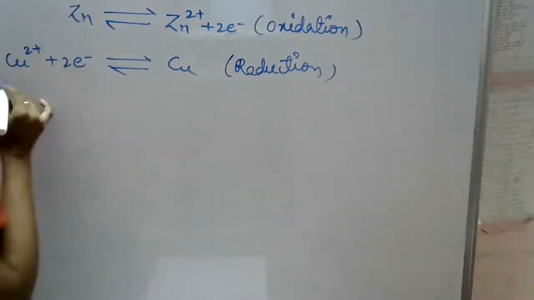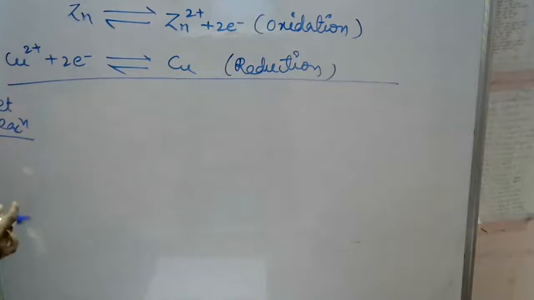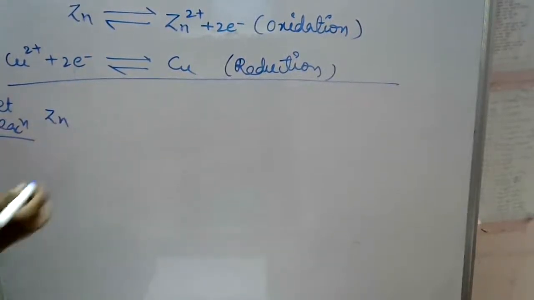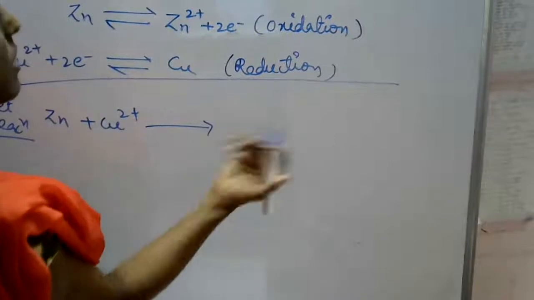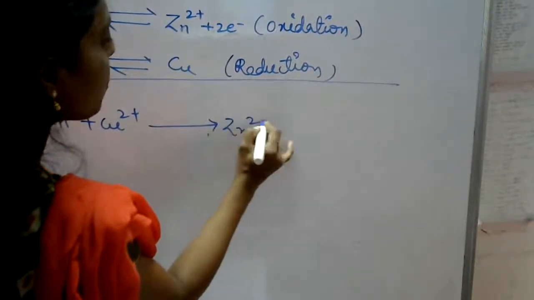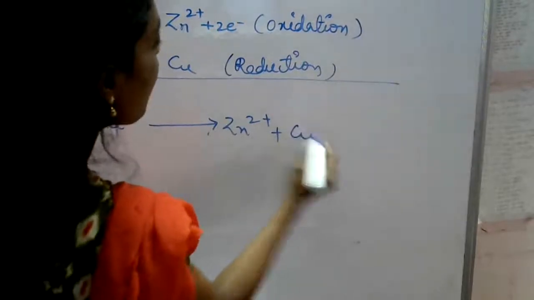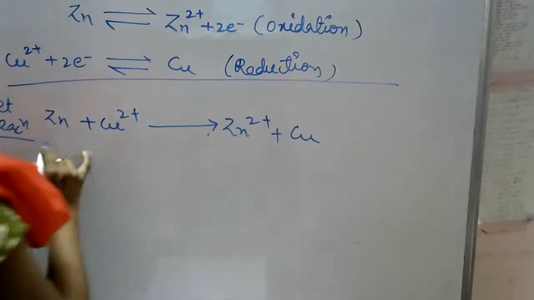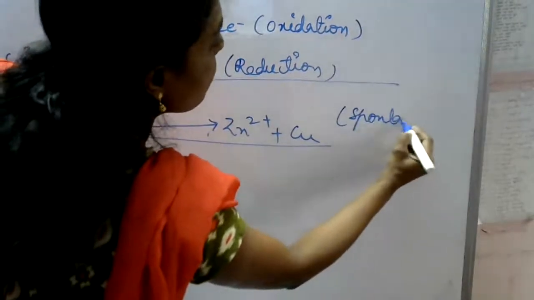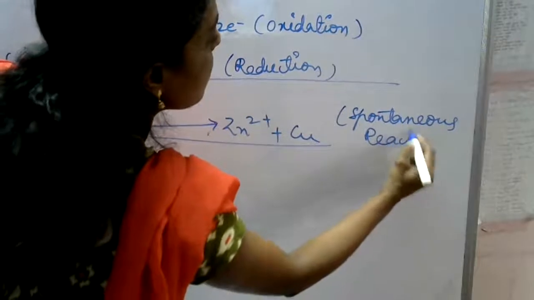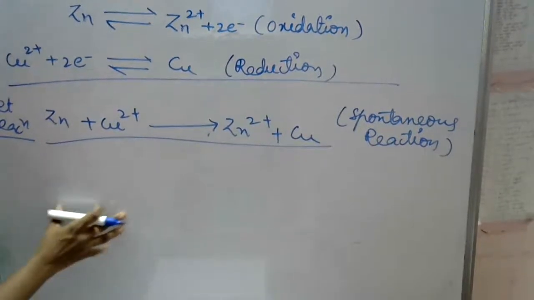So what is the net reaction here? We have zinc plus Cu2+. Zinc loses electrons and converts into Zn2+, and at the same time Cu2+ accepts electrons and becomes copper. This is a spontaneous reaction.